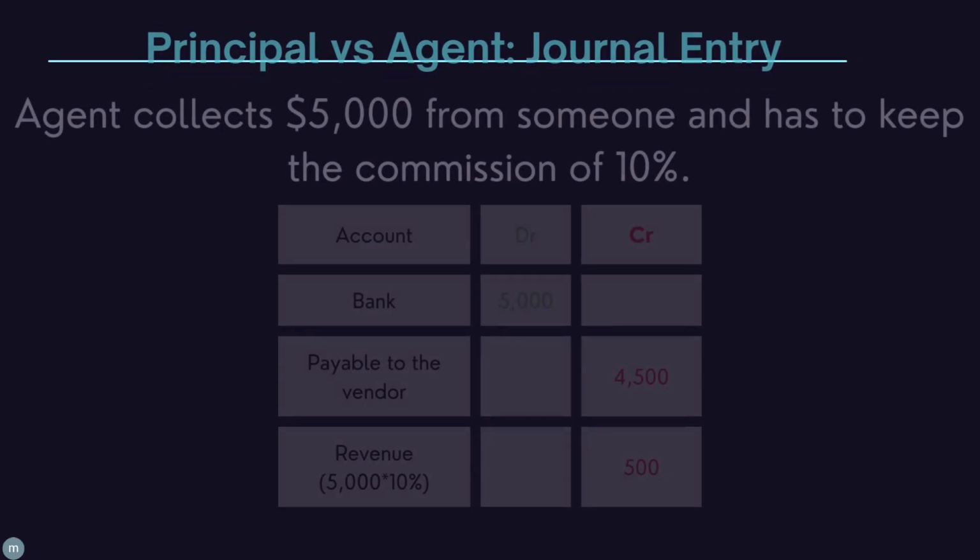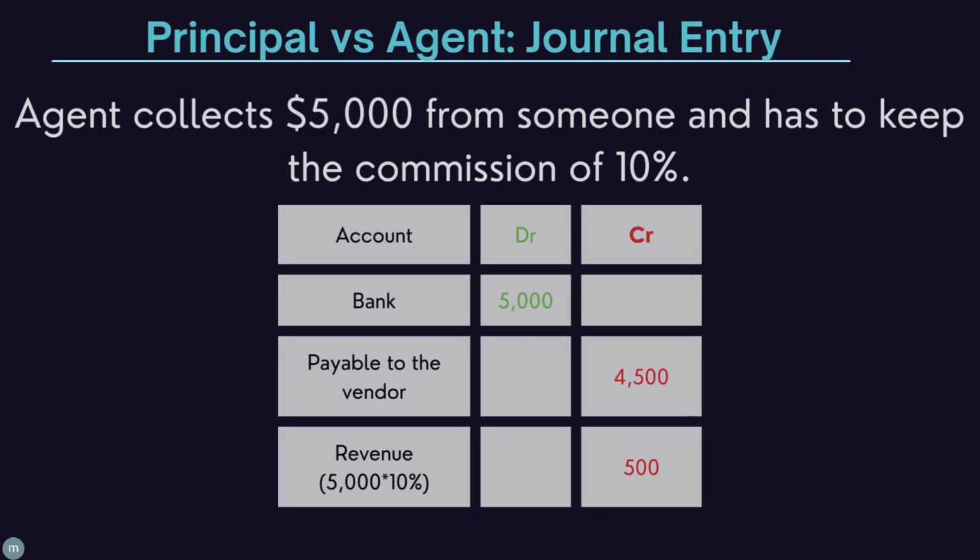So let's look into the journal entry. There is an agent who collects $5,000 from someone and has to keep a commission of 10%. Let's assume the agent is Talabat. Talabat collects $5,000 from a customer and has to keep the commission of 10%. So the entry would be: bank debit 5,000, payable to the vendor, let's assume the vendor is Burger King, 4,500, revenue credit 500, that is 10% of the total amount. So Talabat's true revenue is just their cut, not the full order price.